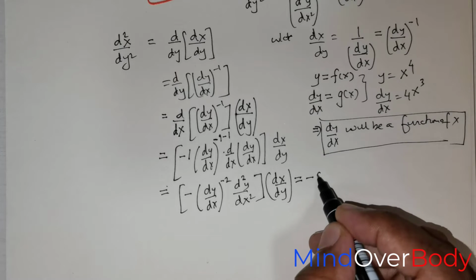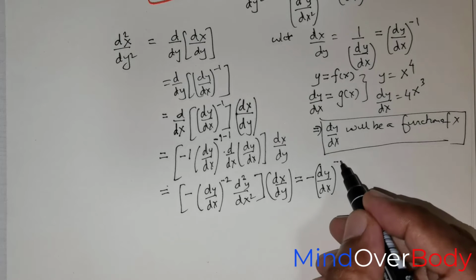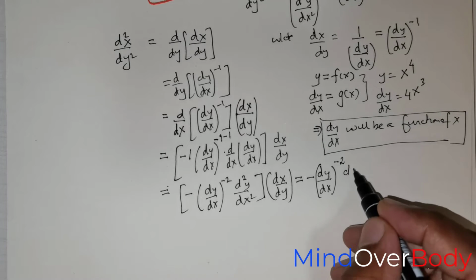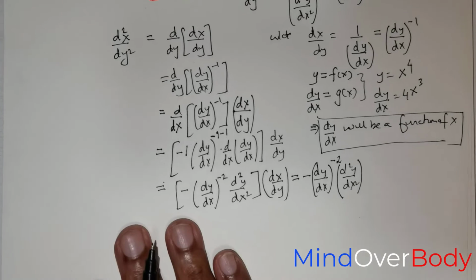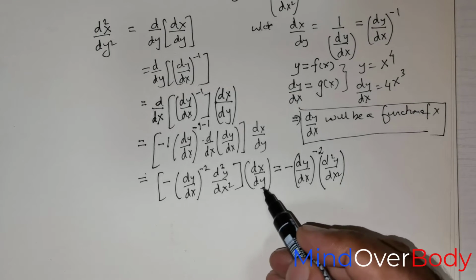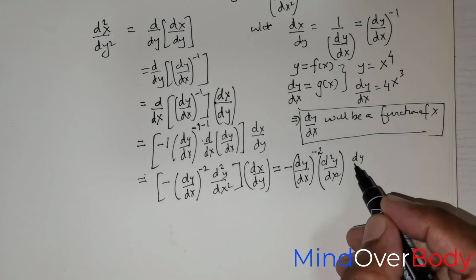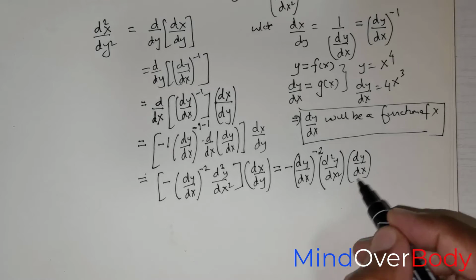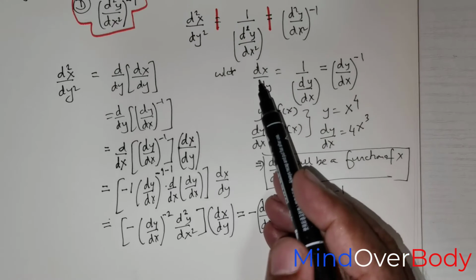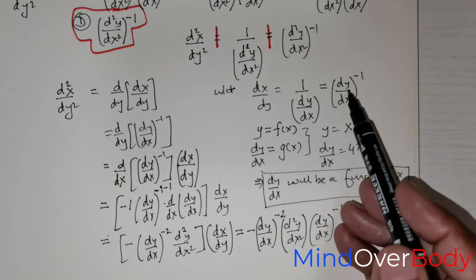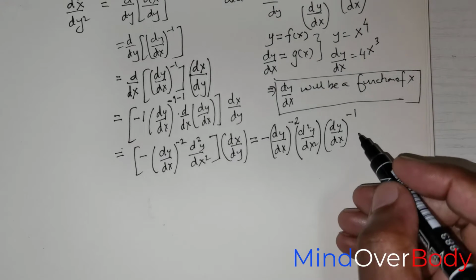So now we have got negative dy over dx raised to the power of -2 times d squared y over dx squared, times dx over dy. Now dx over dy, I can rewrite it as dy over dx raised to the power of -1. Why am I able to do that? For the simple fact that dx over dy is nothing but dy over dx raised to the power of -1. So we've already got that.